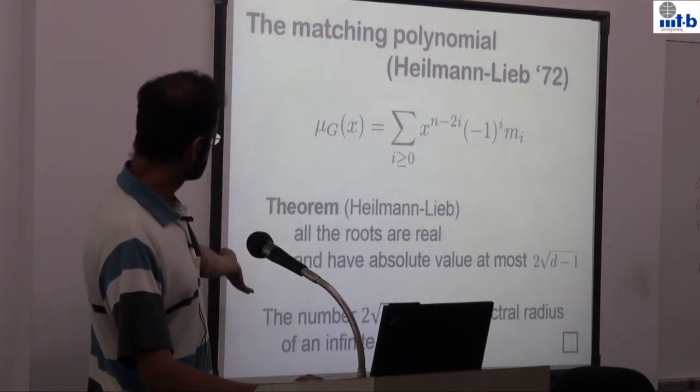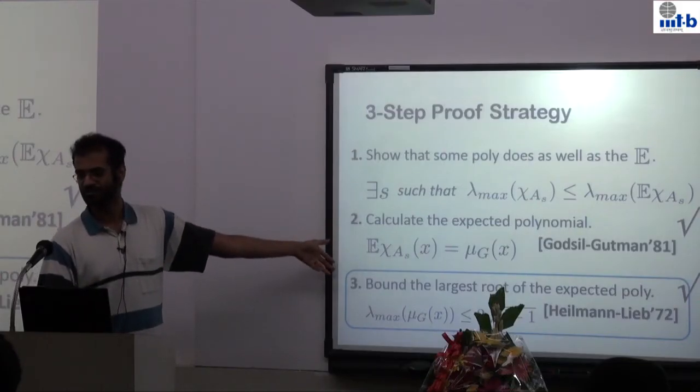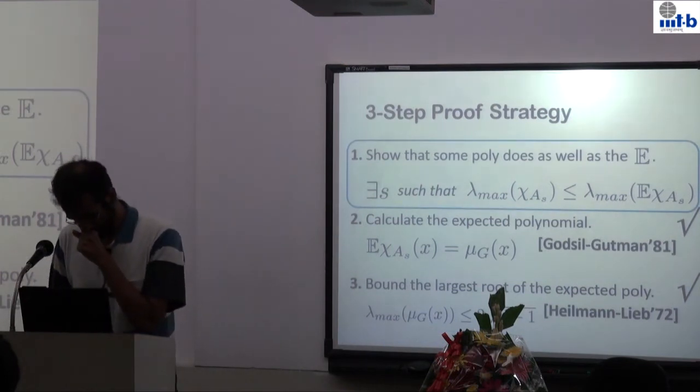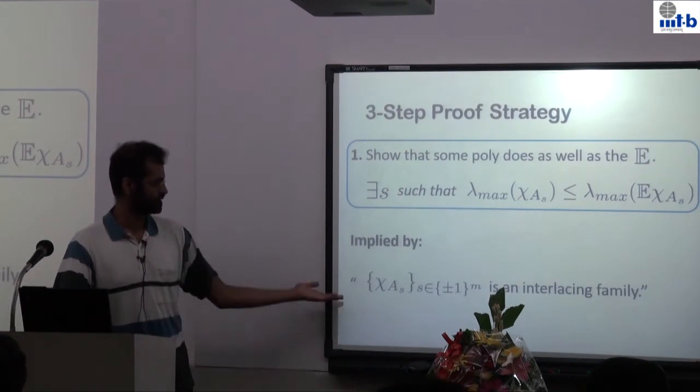So that's done. We know that the expected polynomial has roots at most 2 square root of d minus 1. So now all we have to prove is the first part. And this is implied by a structural property of these polynomials that we call an interlacing family.